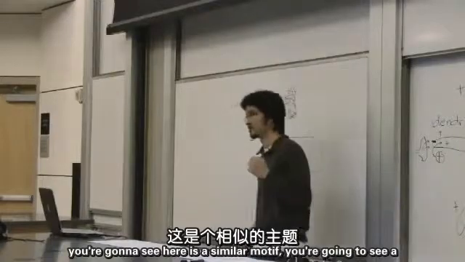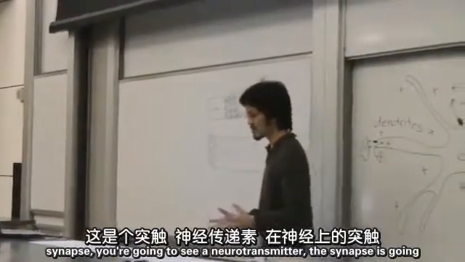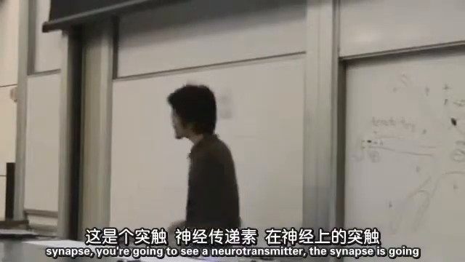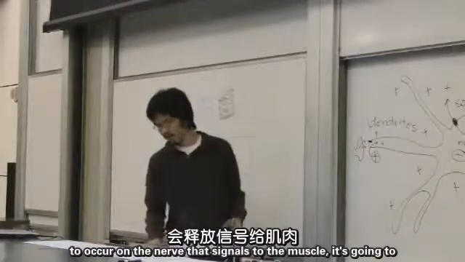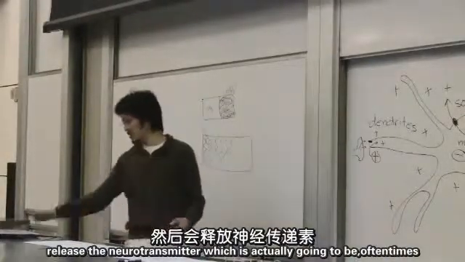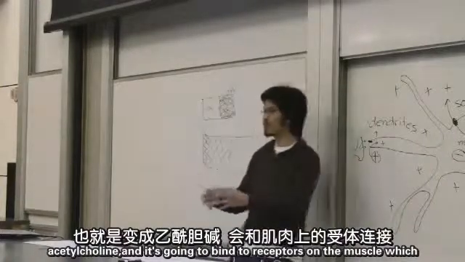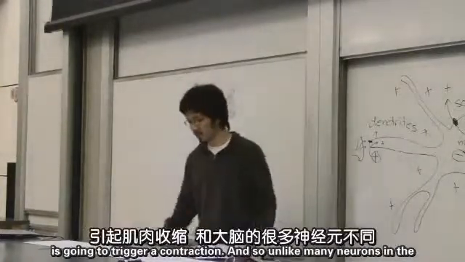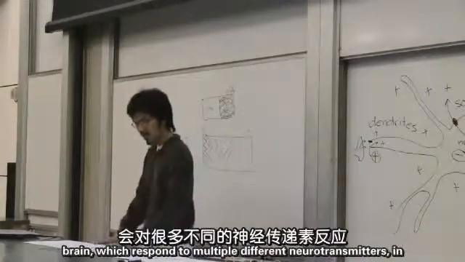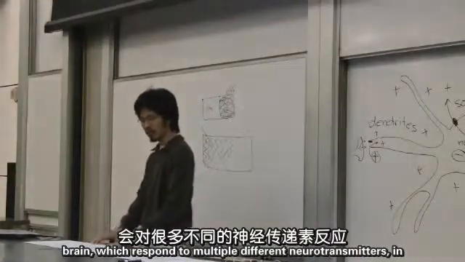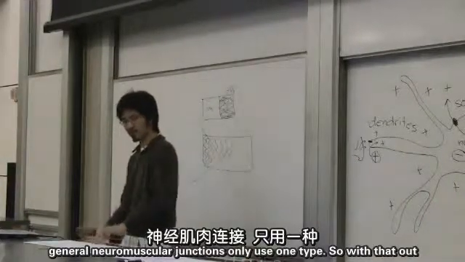So what you're going to see here is a similar motif. You're going to see a synapse, you're going to see a neurotransmitter. The synapse is going to occur on the nerve that signals to the muscle. It's going to release the neurotransmitter, which is often going to be acetylcholine. And it's going to bind to receptors on the muscle, which is going to trigger contraction. And so unlike many neurons in the brain, which respond to multiple different neurotransmitters, in general, neuromuscular junctions only use one type.